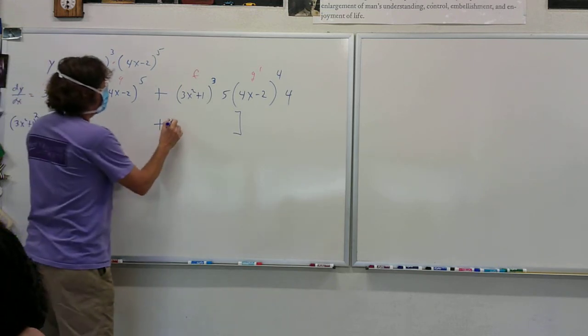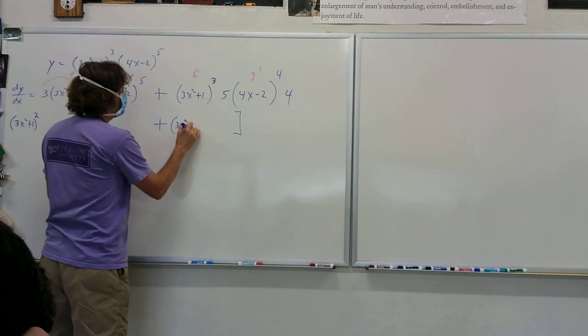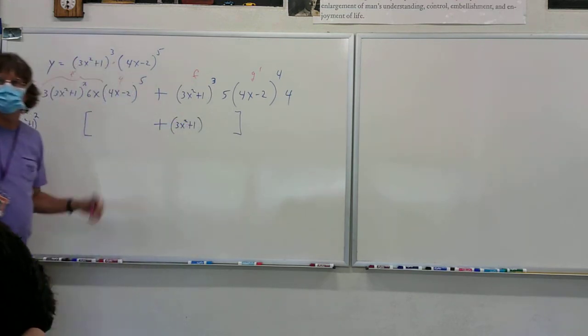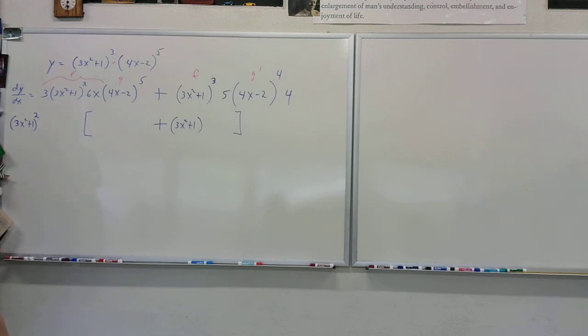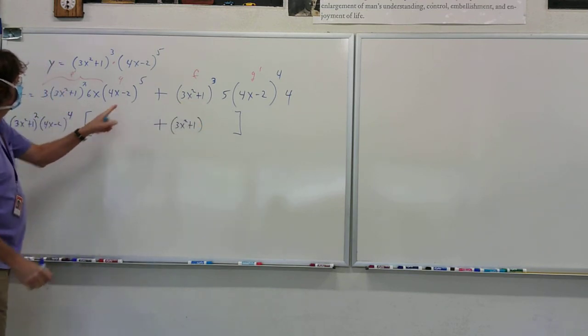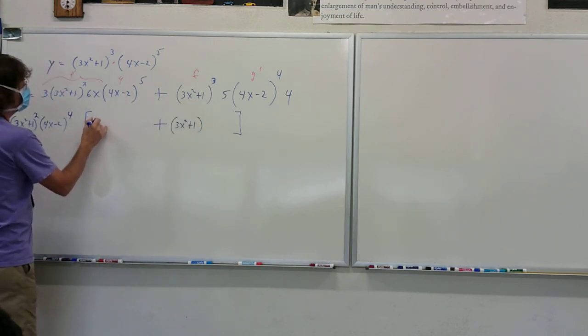This one factors out and leaves 3x squared plus 1 to what power? Power of what? 1. Everybody say it. We always factor out to the lowest power. So when I factor out the 4x minus 2, what power of that am I going to factor out? 4. And that's going to take care of this one and leave just a 1. This one's going to leave 4x minus 2 the first.